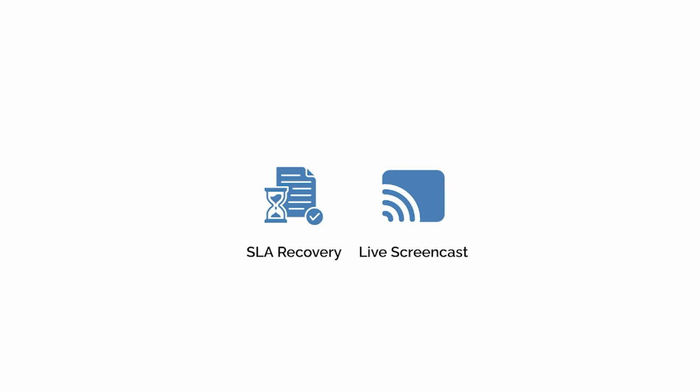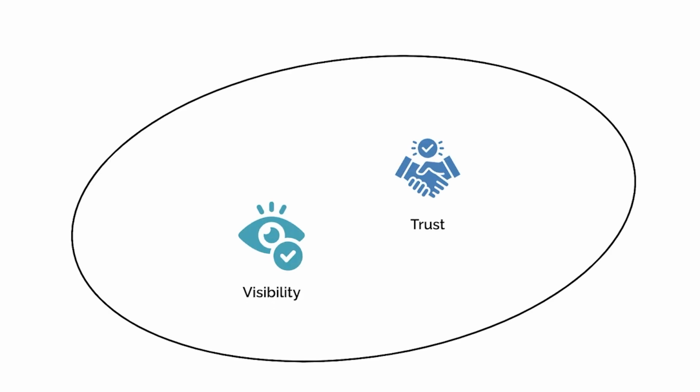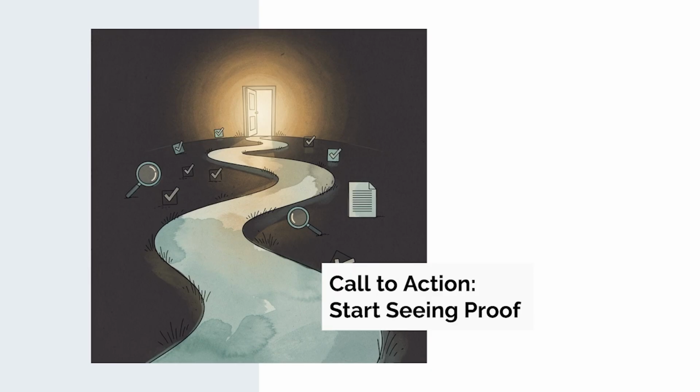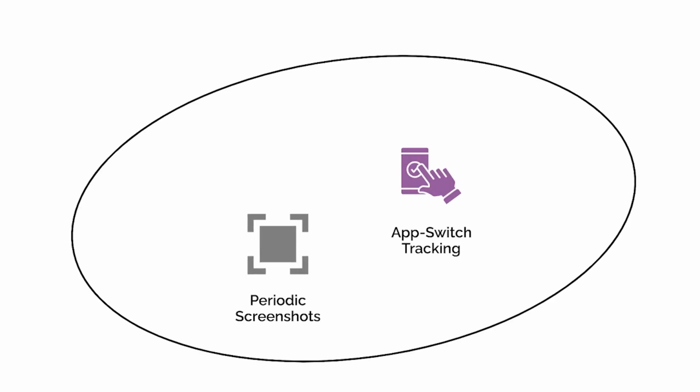SLA performance improves too. Agents get help before customers ever feel the impact, with the SLA gauge moving from yellow to green in real time. Visibility and trust aren't opposites. With the right framework, you genuinely get both. Let's bring it all together and show you exactly how to start seeing proof of work for yourself.